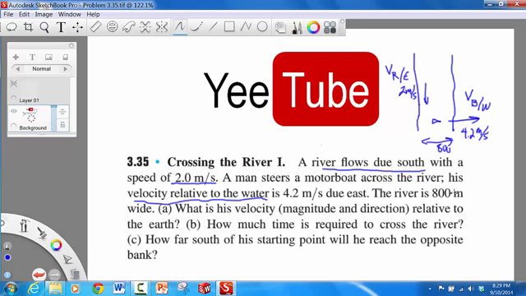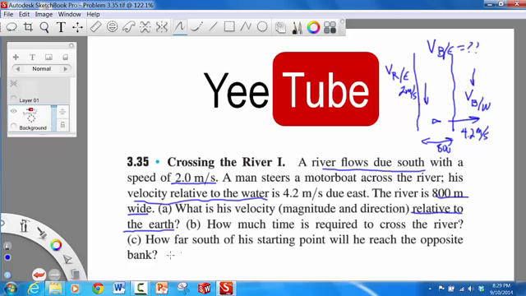I'm trying to take apart the information they're giving me. First thing they ask for is what is his velocity, both magnitude and direction, relative to the Earth. Okay, so that tells me something. This is definitely the velocity of the boat relative to the water. What they want is the velocity of the boat relative to the Earth, and we don't know that. And then these other questions we can figure out later.